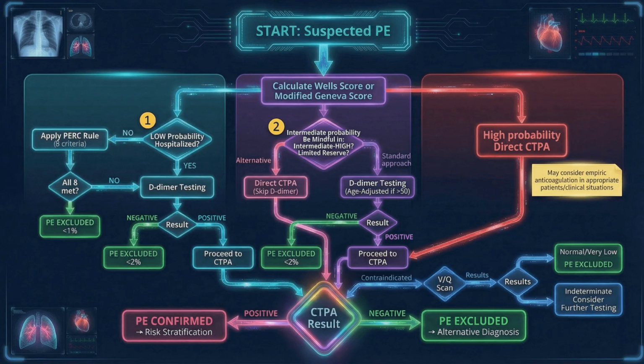Once CTPA is performed, a positive result confirms PE, prompting risk stratification to guide treatment intensity and monitoring. A negative CTPA effectively excludes PE, and you should then evaluate for alternative diagnoses. If CTPA is contraindicated, for example due to contrast allergy or renal impairment, a ventilation perfusion scan is the alternative. A normal or very low probability V/Q scan excludes PE, while indeterminate results may require further testing or clinical judgment. This algorithmic approach balances safety and efficiency, minimizing unnecessary testing while ensuring timely diagnosis and treatment of PE.